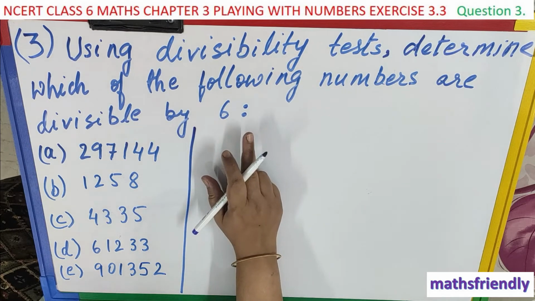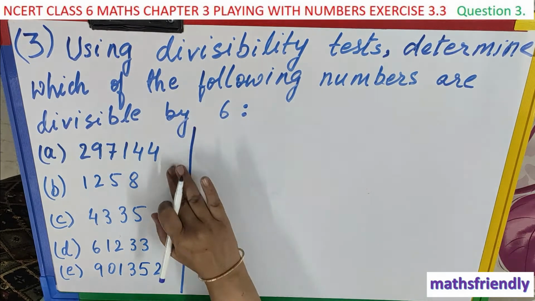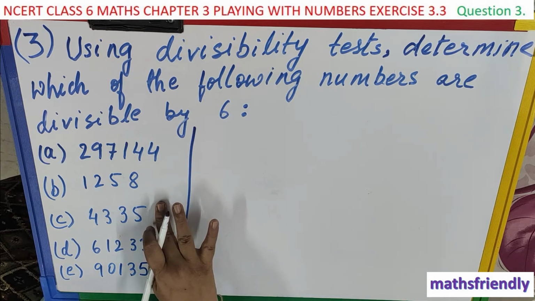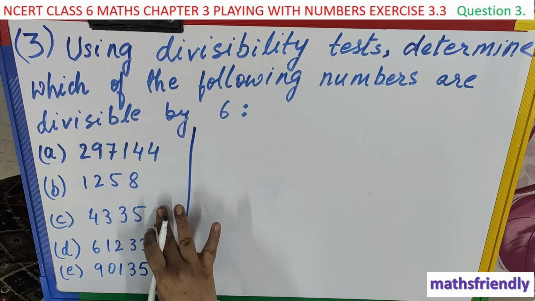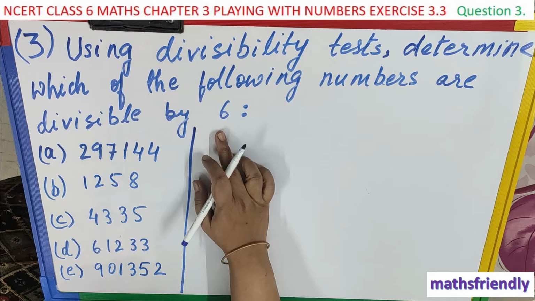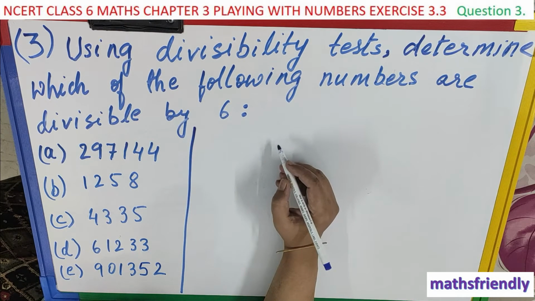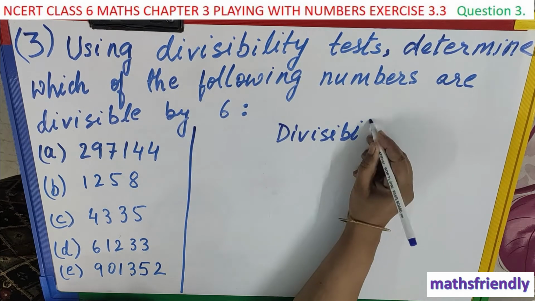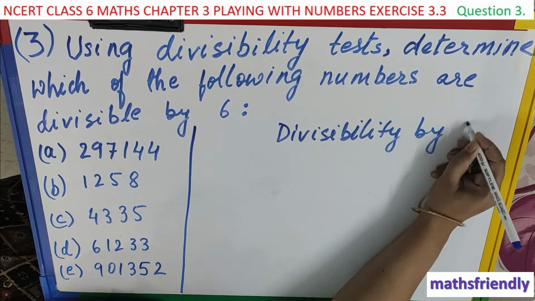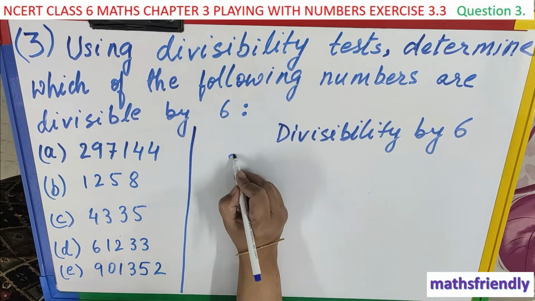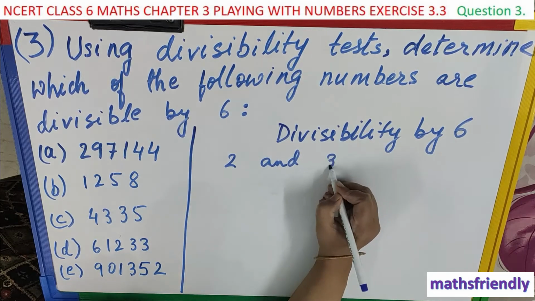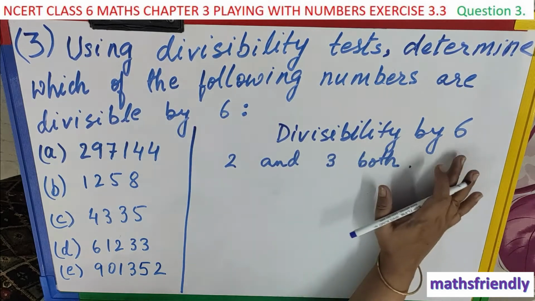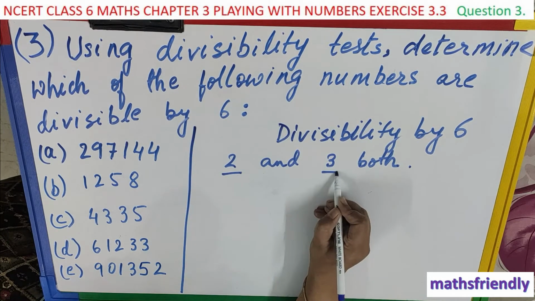So we have to check, using the divisibility test, whether these numbers are divisible by 6 or not. For that, we first have to know the rule for checking the divisibility of a number by 6. See, to check the divisibility by 6, that number should be divisible by 2 and 3 both. If a number has to be divisible by 6, that number should be divisible by both 2 and 3.